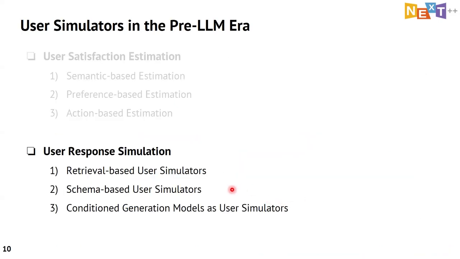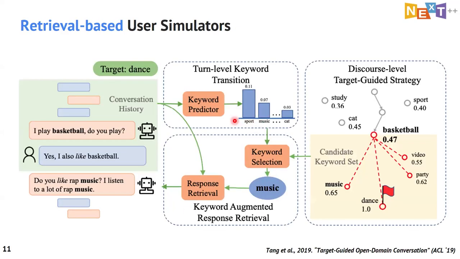Okay, and the second group of user simulators in the pre-LLM era is about user response simulation. There are several different types of user simulators. The first and most straightforward approach for user simulation is to retrieve an appropriate user response from a pre-collected set of candidate responses.